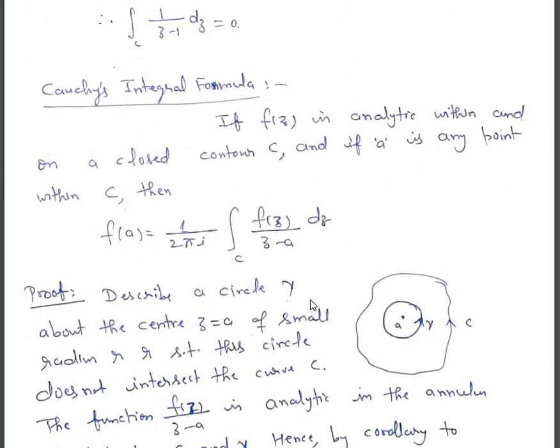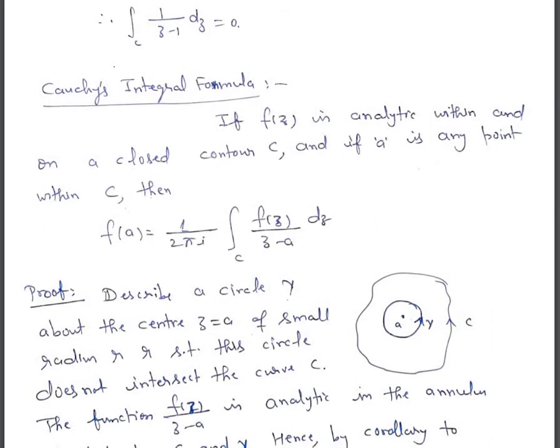Now, let us come to a very important result known as Cauchy's integral formula. If f(z) is analytic within and on a closed contour C, and if a is any point within C, then the value of the function at the point a is given by 1 upon 2 pi i integral over C f(z) dz upon z minus a.